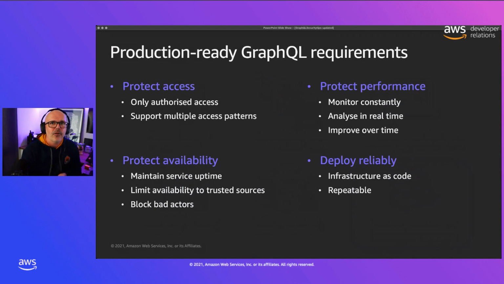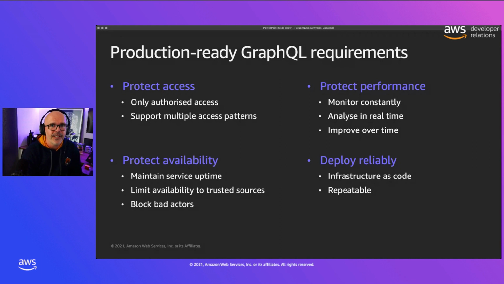So let's talk about what a production GraphQL API endpoint looks like. First of all, you need to think about protecting access to that API by making sure that only authorized users have access to the API, while still being able to support multiple access patterns, be flexible, and cater for different types of users and different types of systems that may have access to the API. While doing that, you also want to grant only the specific access that you need and to be as granular as possible with the access that you provide.